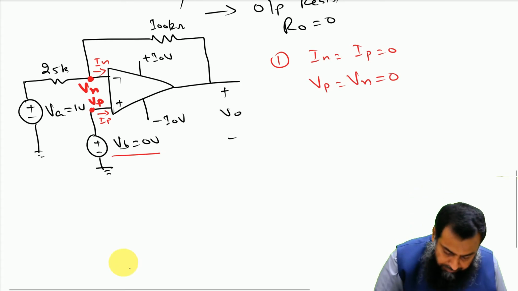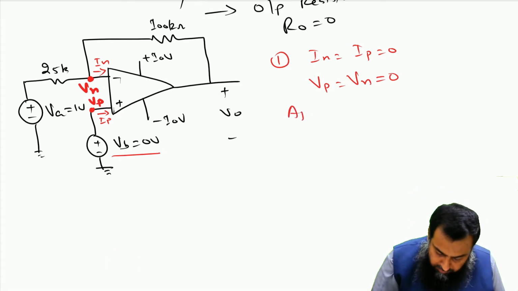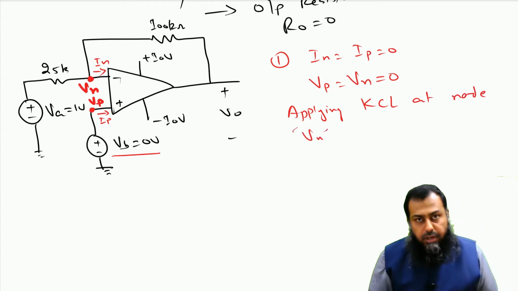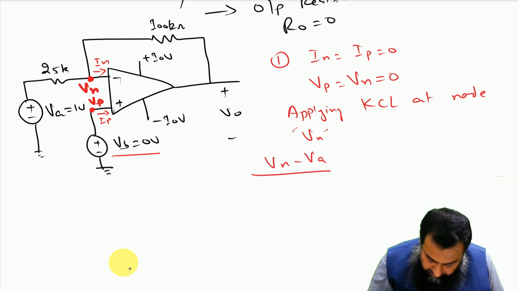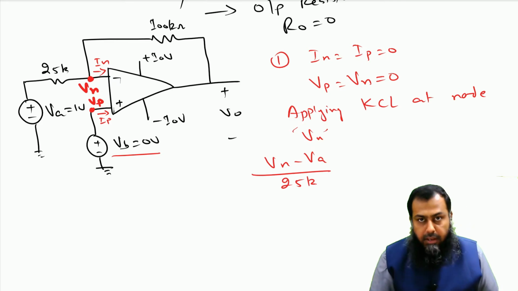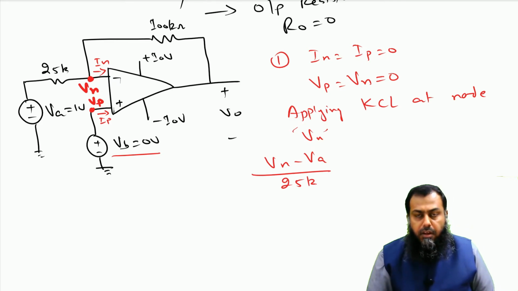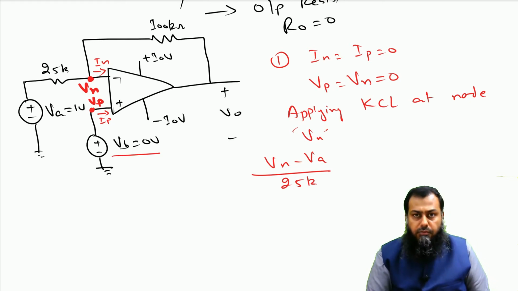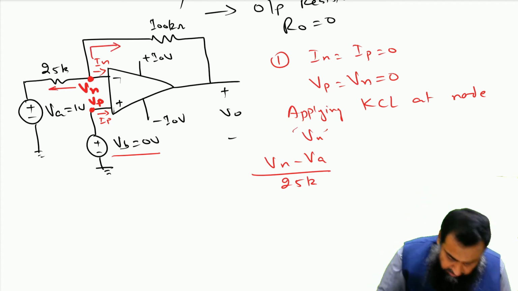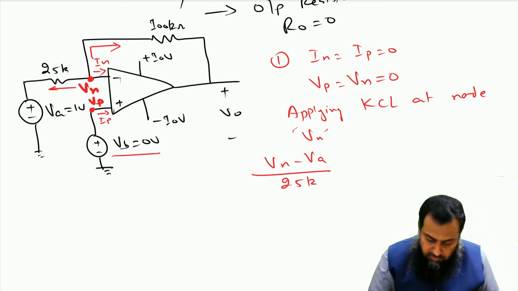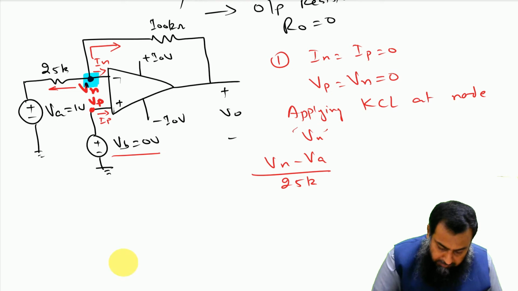Next, we should apply Kirchhoff's current law at node Vn. If we apply Kirchhoff's current law at this node Vn, then we have Vn minus Va divided by 25k. We can use the same analogy and the same set of rules that we have studied for the node voltage method. We can assume that all the currents are flowing out of this particular node, and hence we have a current flowing in this direction as well as the current flowing in this particular direction.